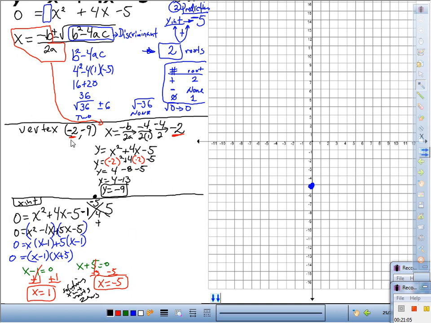Next one. What is our vertex? Negative 2, negative 9. What are our roots? 1 and negative 5.